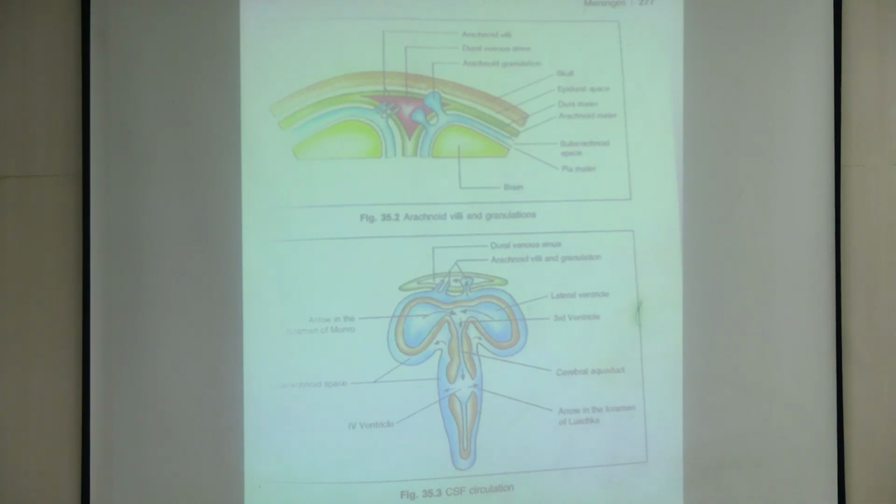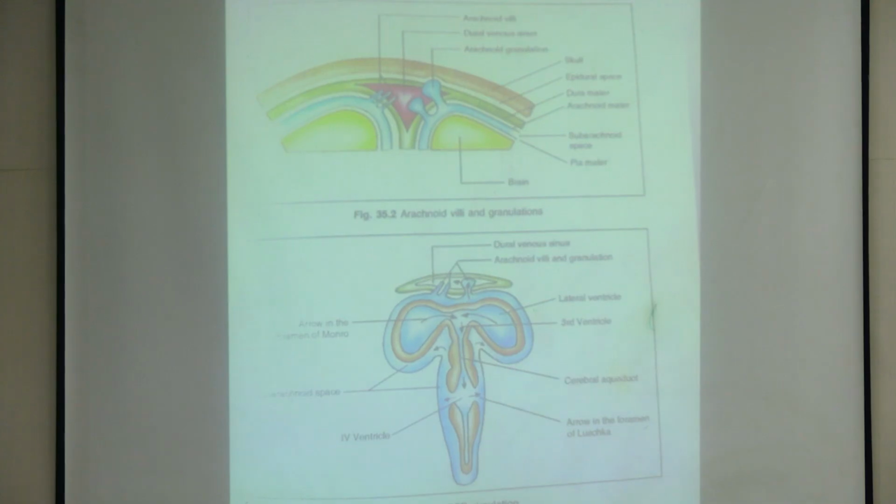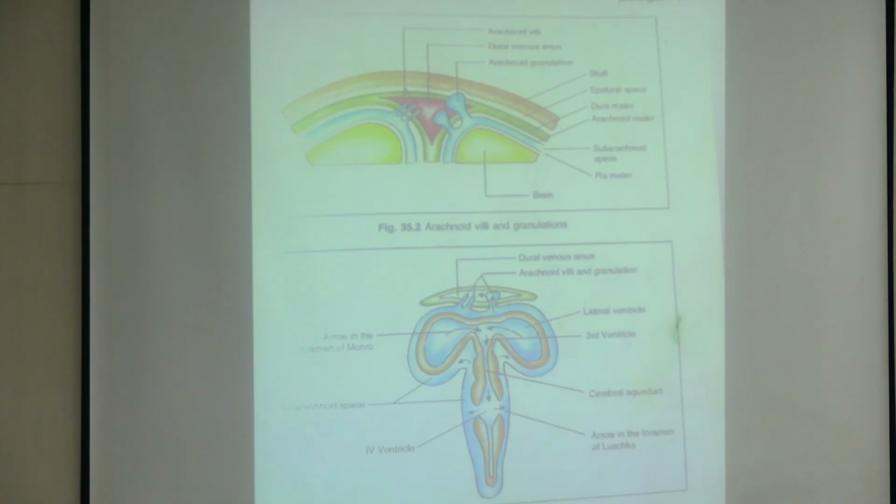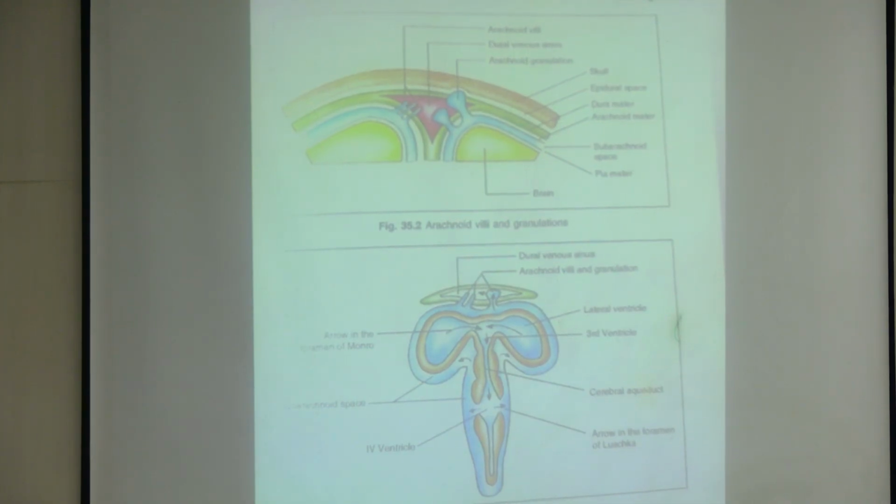Now, from the subarachnoid space, how will it enter into the venous sinus? Here you see there is arachnoid granulation. Through the arachnoid granulation, it will enter into the venous blood. In this way, it will circulate. Clear? Is it clear?